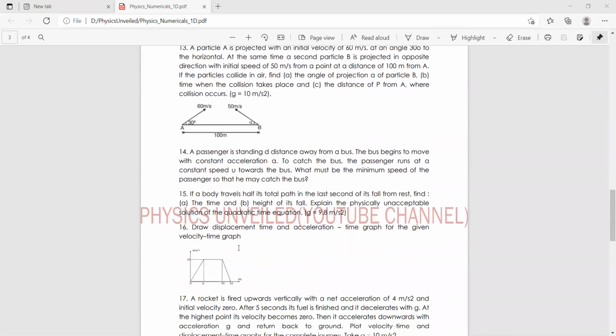And the 14th problem: the passenger is standing at a distance D from the bus, and the bus begins to move at a constant acceleration A. To catch the bus, the passenger runs at a constant speed U towards the bus.